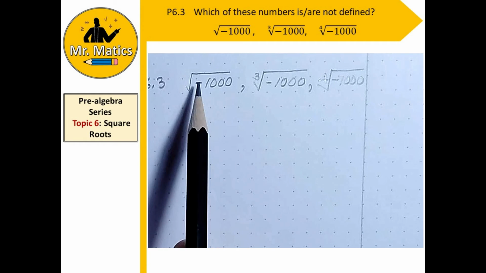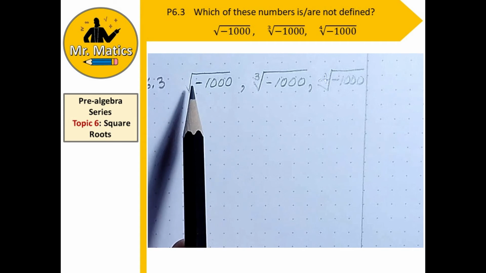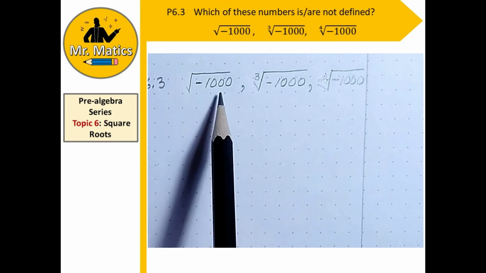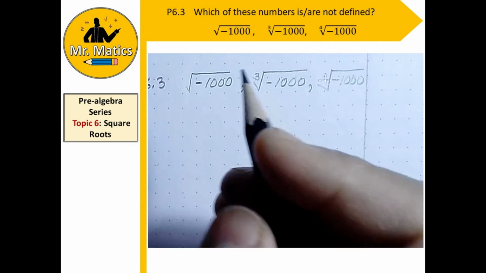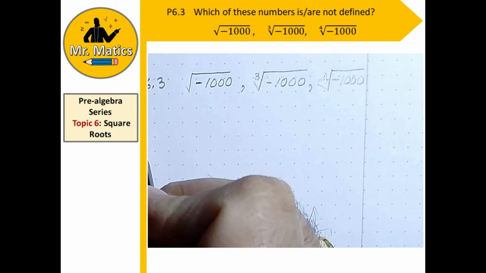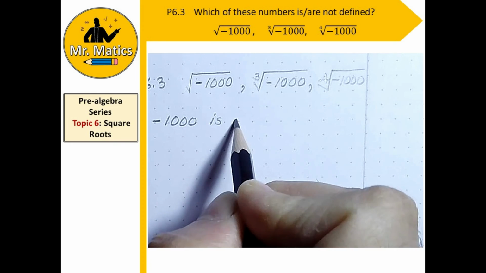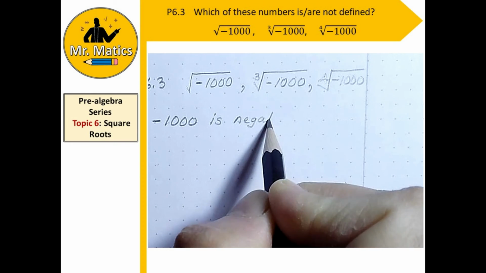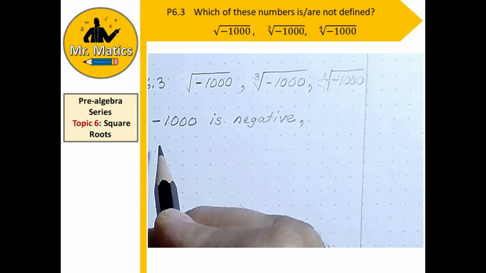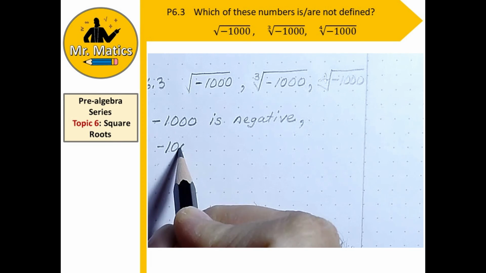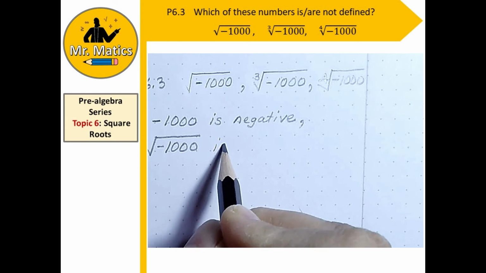Now, a square root is defined only if the quantity inside is 0 or positive. So for the first one, since minus 1000 is negative, square root of that is not defined.